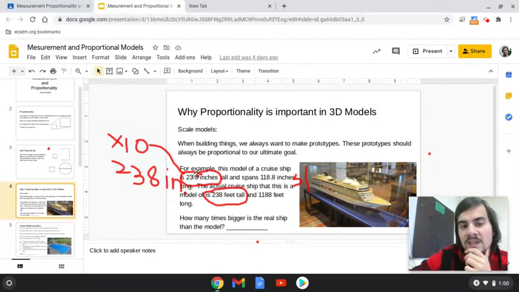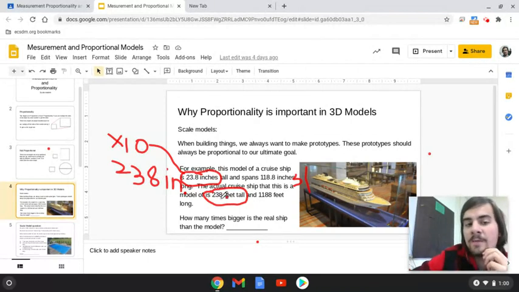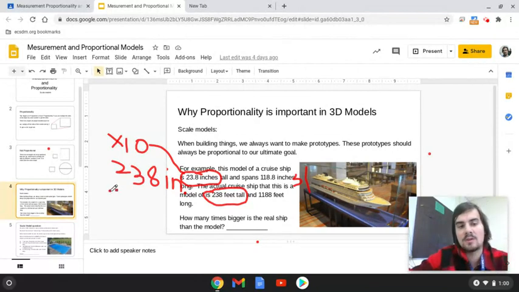So when we multiply this by 10, we now have, instead of 23.8 inches, 238 inches. But the actual model is 238 feet. So what would we have to multiply this 238 inches by? How many times bigger would the actual model be than this model? It would be 12 times bigger because we have to get inches to feet. So you need 12 times as many of this to get to feet because there's 12 inches in 1 foot.